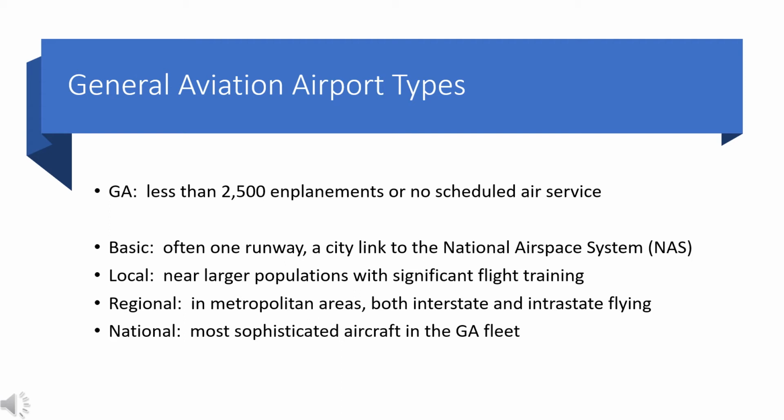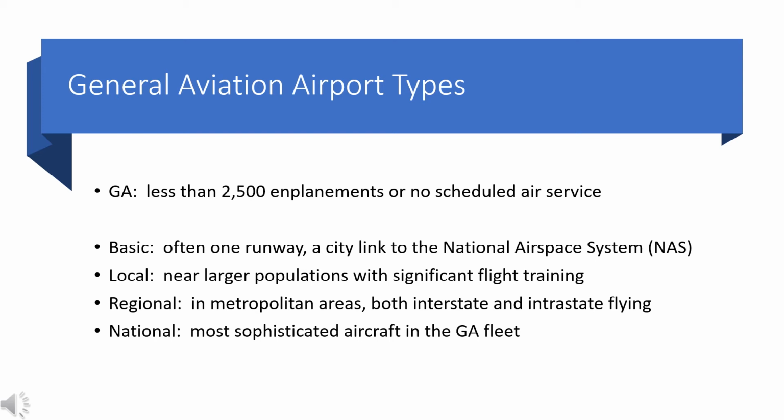GA facilities are split into 4 different distinctions based on the nature of operations and their surrounding communities. The first is basic, and basic GA airports typically maintain a single runway and provide a key connection for a city or town to the federally regulated airspace system, which is called the NAS.